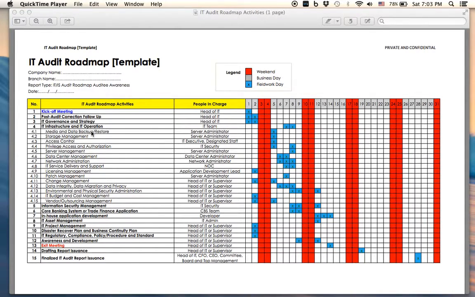You will engage the server administrator to extract or to provide the samples, whatever you require in this particular area. So the next is storage management. You will engage the server administrator or the related officer in charge.